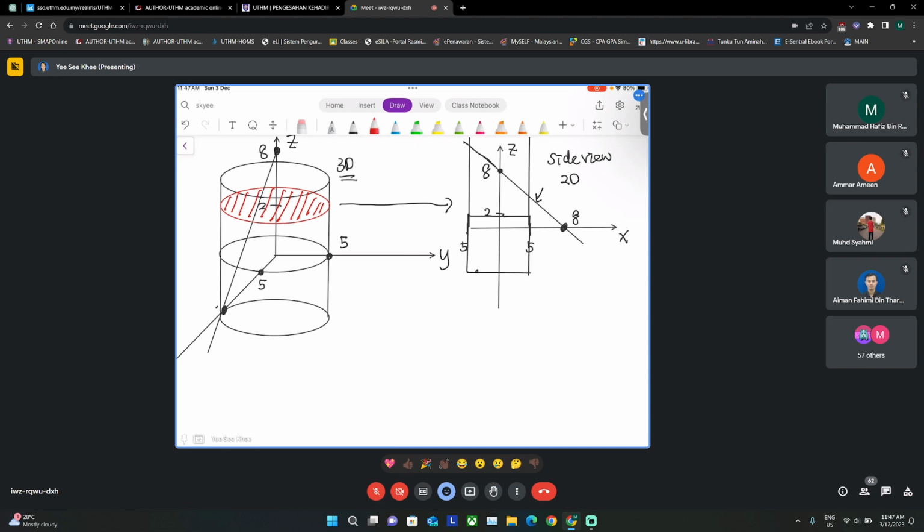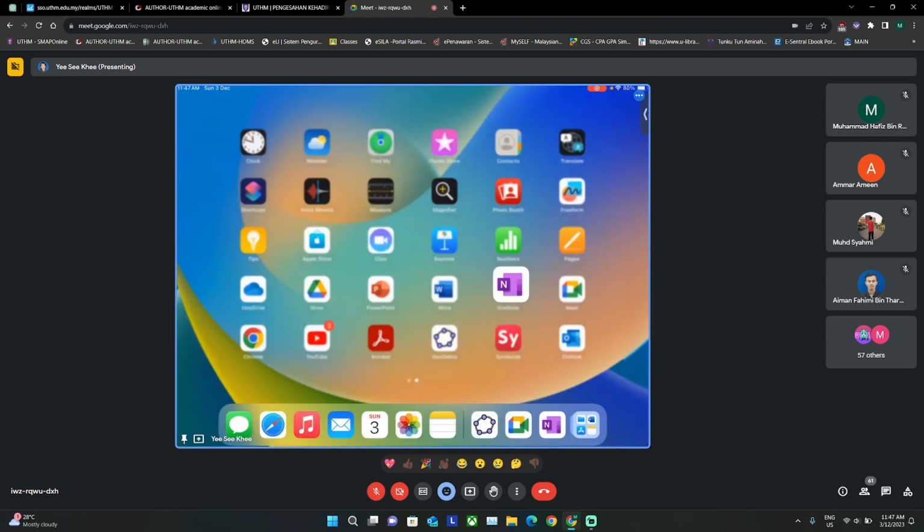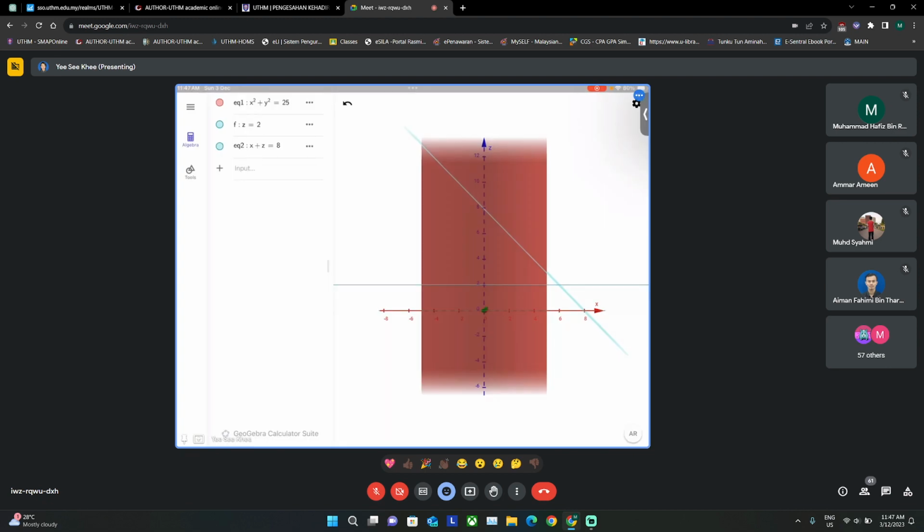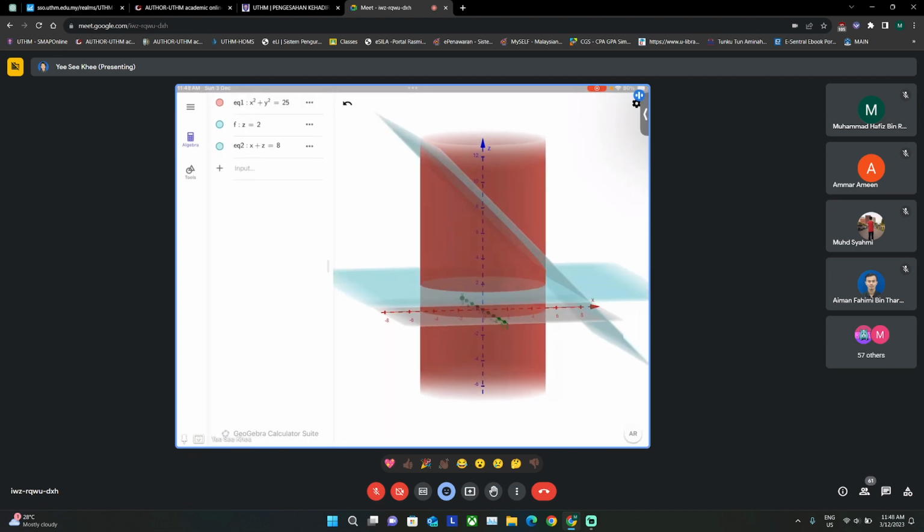Okay, that is the plane z equals 2. This one, right? Slice the cylinder. So you have to find the volume of the solid inside the cylinder between the planes. Obviously it will be this part. You need to find its volume, am I right? If you look at the GeoGebra, this part between the planes, you need to find the volume.